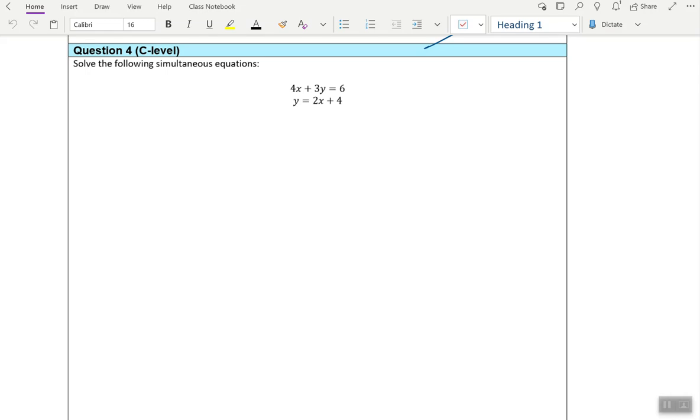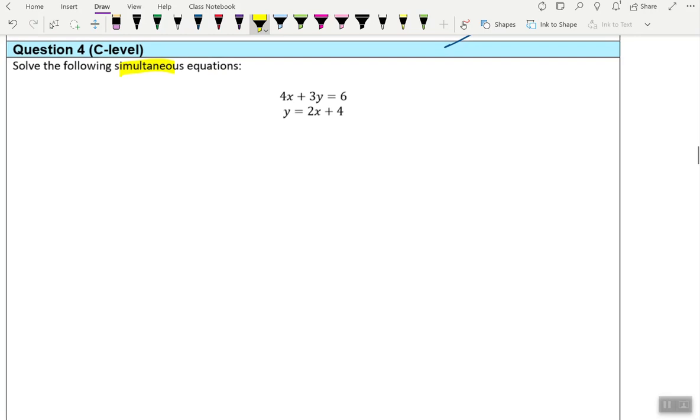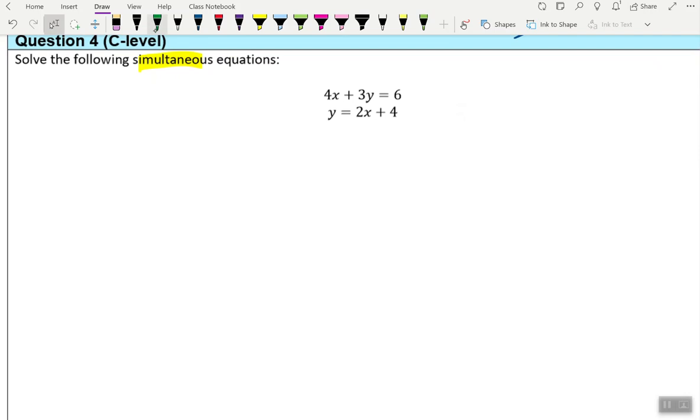Alrighty, question 4 is about solving simultaneous equations, and for this question we need to solve for both x and y. Now the reason we're given two equations is because we have two variables, and if we just had one equation then it would be impossible to solve without knowing either x or y. So we need to use them together or simultaneously to get the solution for x and y.